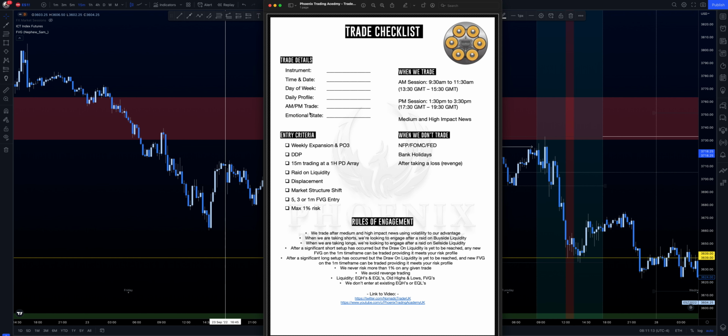Tick that one because we are bearish. Tick that one because we would have been watching the daily candle setup to create your DDP. Tick that one because your 15-minute time frame was trading at a 1-hour PD array. The 1 hour is obviously the higher time frame to the 15-minute and below time frames.